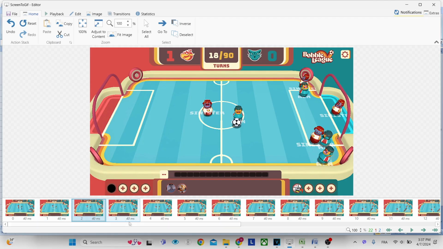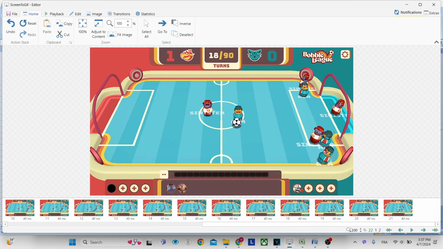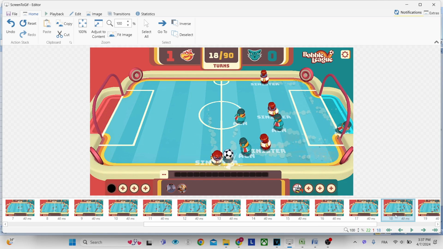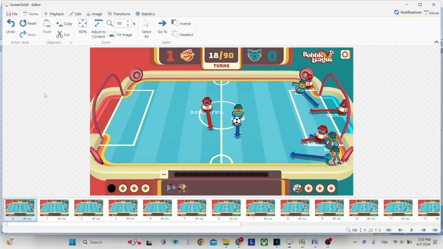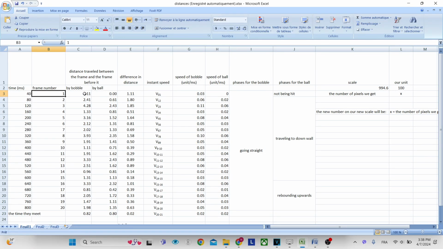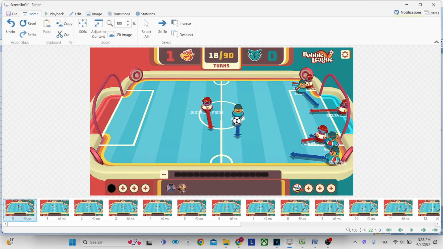So what we did was measuring the distance traveled between each two frames recorded. As you see here, there are 21 frames being recorded each at 40 milliseconds. For example, as you can see here, frame number 1 refers to the distance traveled between frame 0 and 1. So here you see frame 0, and this is frame 1. The distance traveled from here to here is this distance for the Bobble, and as you can see for the ball, the distance traveled is 0 because the Bobble didn't hit the ball yet.